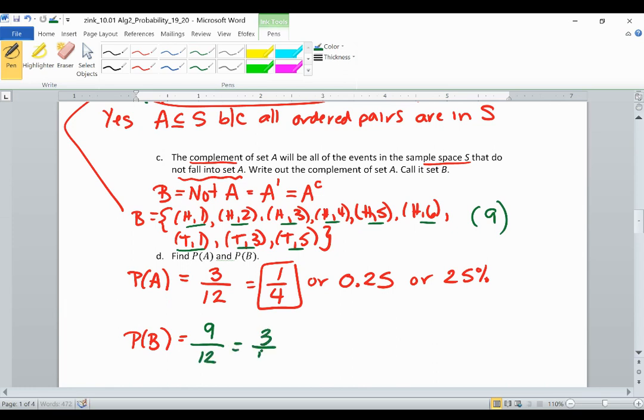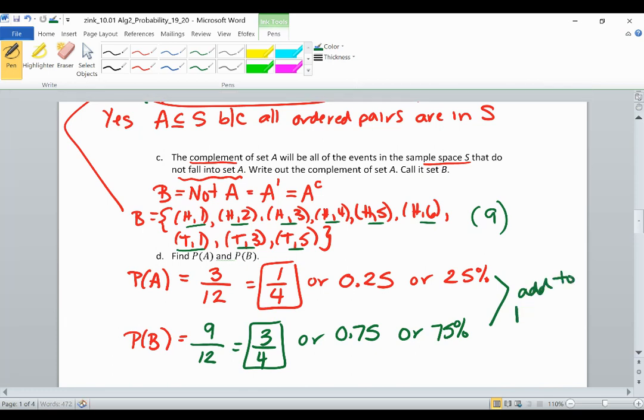Again, you can reduce that to get 3/4, or you could write it as 0.75 or 75%. If you were to add these together, 25 and 75, you get 100. 0.75 plus 0.25, you get 1. 1/4 plus 3/4, you get 1. So you either get 1 or 100%.